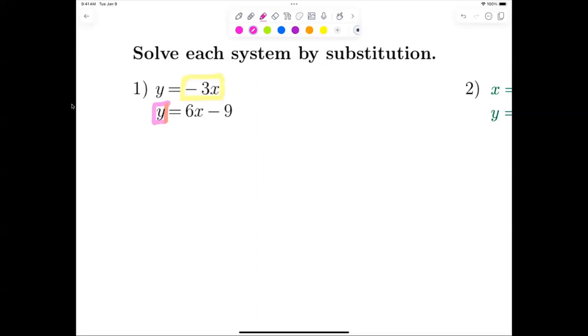So I substitute equals for equals. What does y equal? All I do is I replace this y with negative 3x. That's it. Everybody good with that? Now I need to solve this. Move the 6x over. Negative 9x equals negative 9.